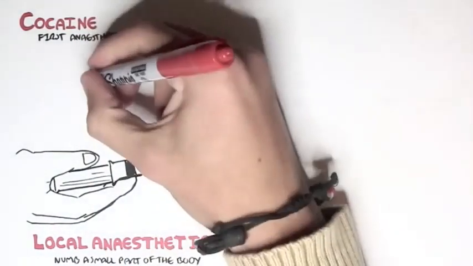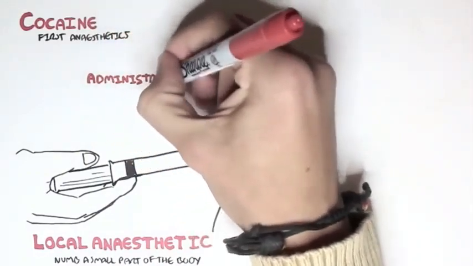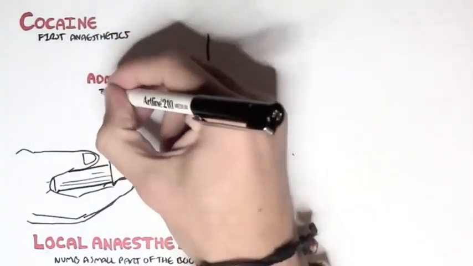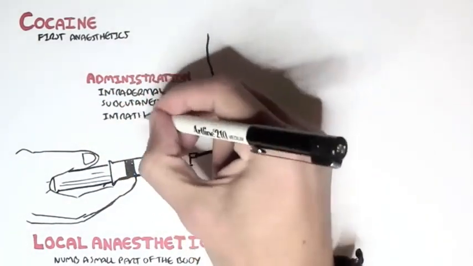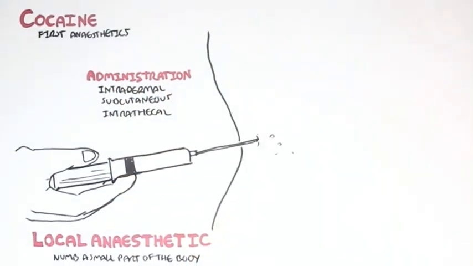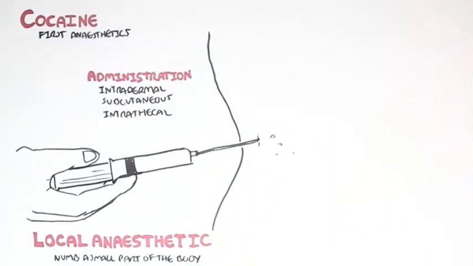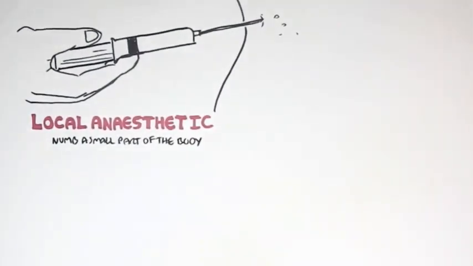Interestingly enough, cocaine was one of the first anesthetics. Actually, it was the first anesthetic to be discovered. We can administer anesthetics through intradermal, subcutaneous, or intrathecal in the spine.